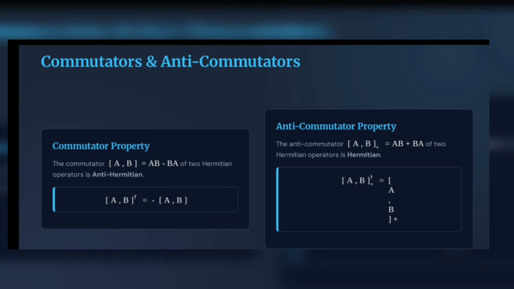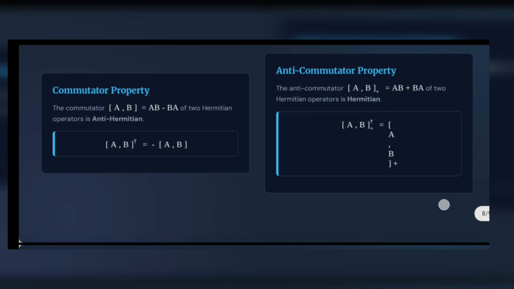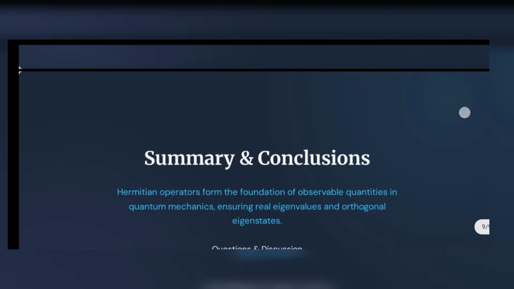To conclude, Hermitian operators form the absolute foundation of observable quantities in quantum mechanics, ensuring that we get real eigenvalues and orthogonal eigenstates in our calculations.